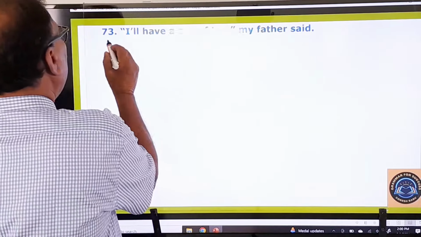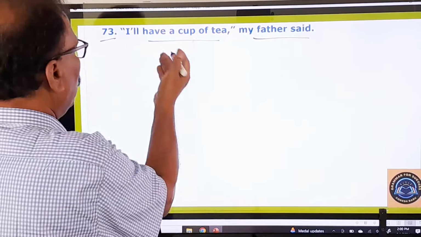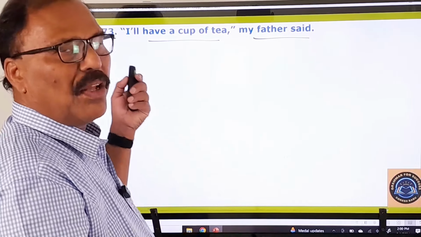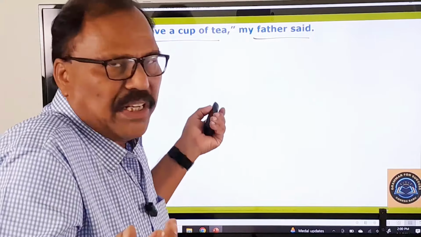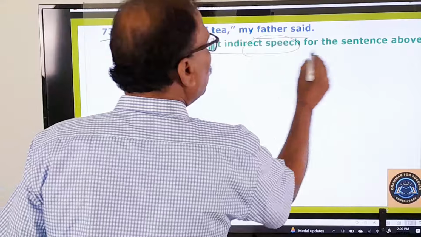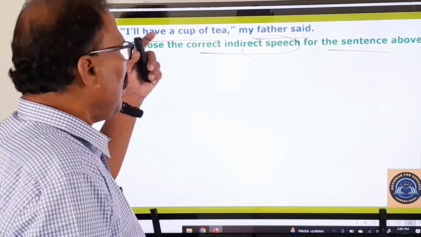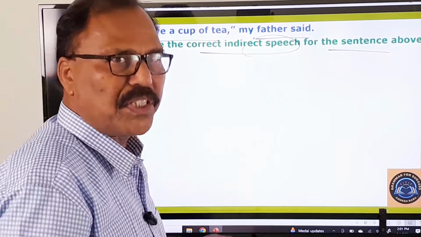other questions. 73rd question. I will have a cup of tea, my father said. On looking at this sentence, we can say this is given in the direct speech, and you are going to be asked to give the indirect speech of that sentence. Very clear? So here, what is the examiner asking you to do? Choose the correct indirect speech for the sentence above. Before we choose the answer from the given options, let us change this sentence into indirect speech on our own first of all.